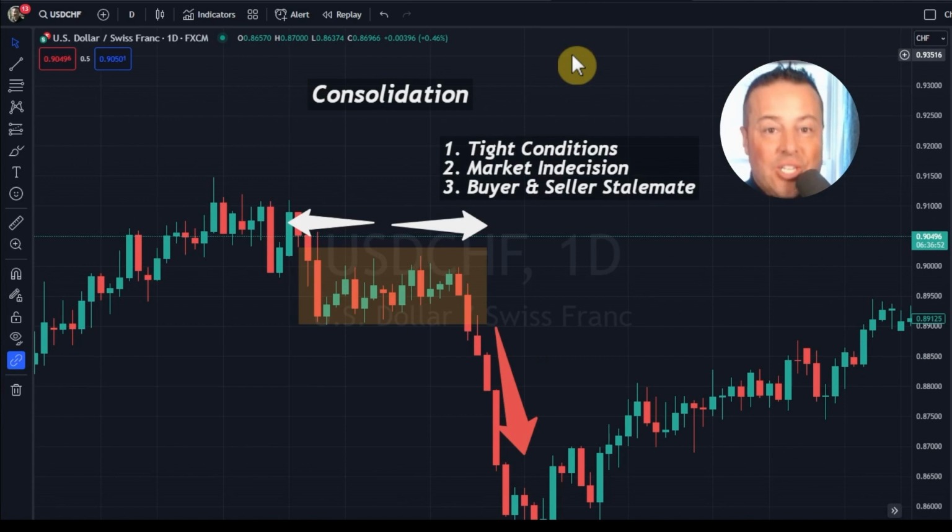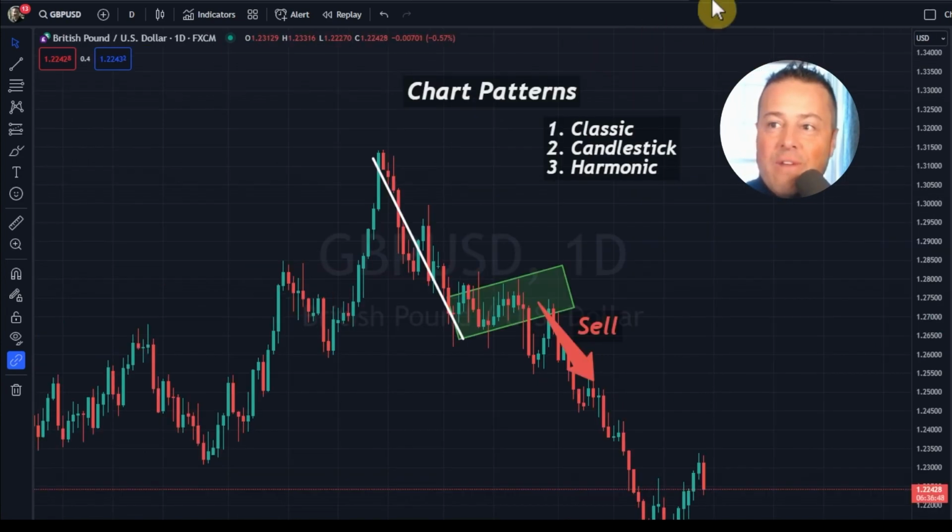Number 2 are consolidating markets. We want to find markets that are in consolidation. And number 3, we want to find chart patterns. The more you practice, the easier finding trends, consolidating markets, and chart patterns will be. All right. Let's do it again and again and again. Practice makes perfect. Let's take a look at 3 ways to trade this powerful trading methodology.